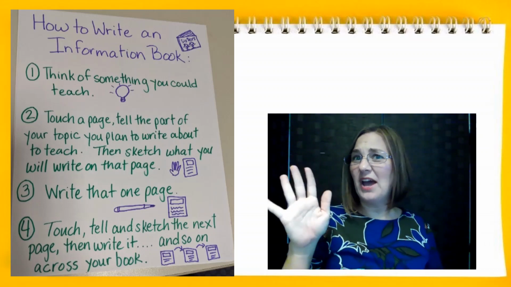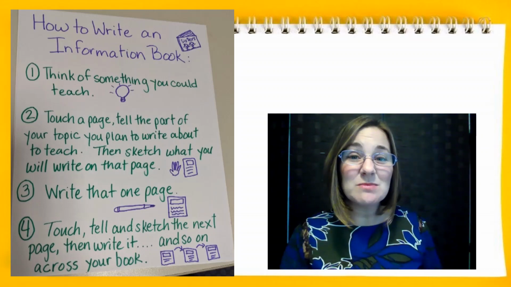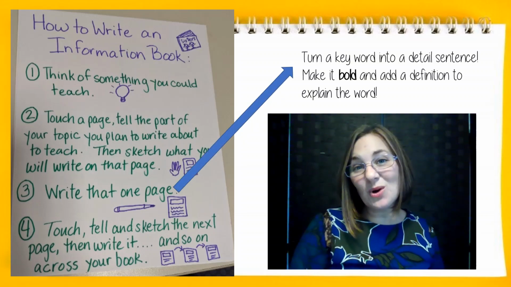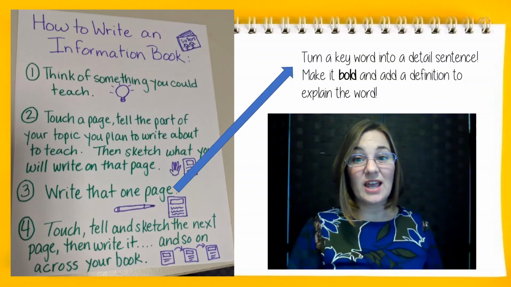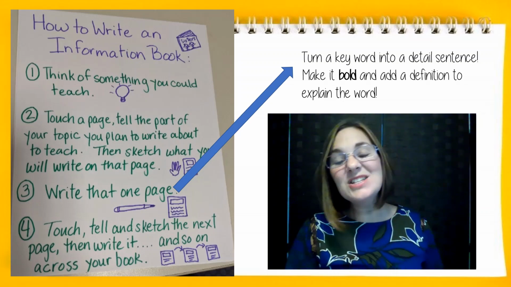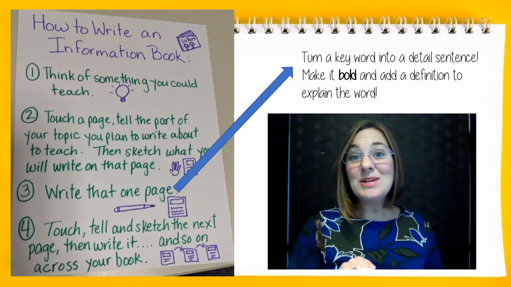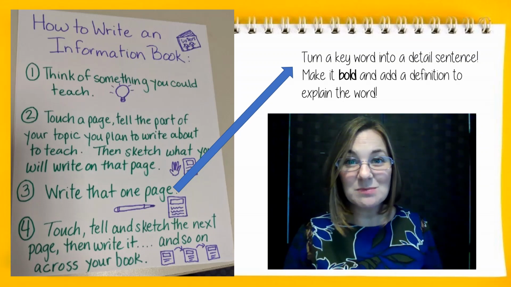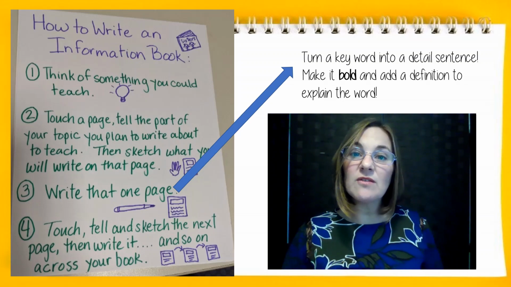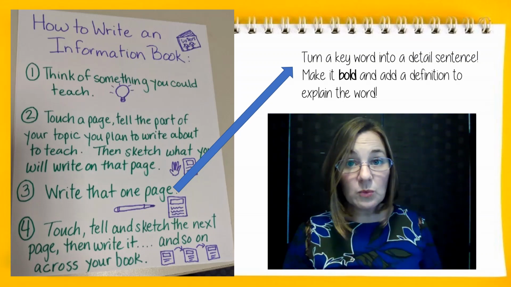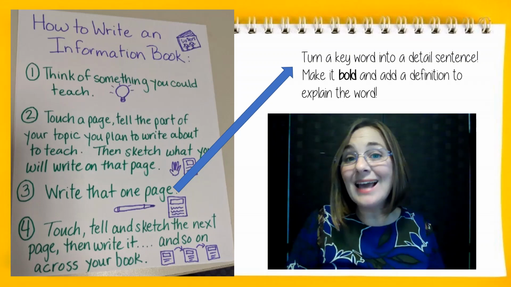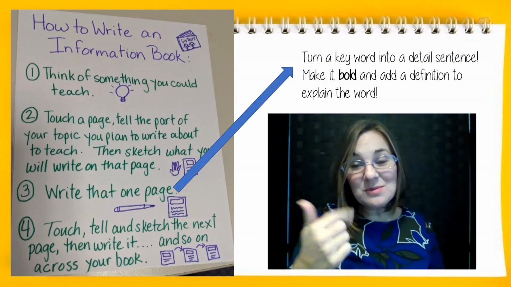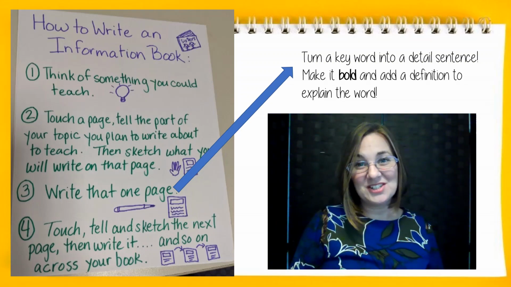A few people, okay. All right, well today I'm going to give you some tips on what to do when you are writing your page. We're going to use the keywords that we wrote down yesterday. We're going to turn the keyword into a detailed sentence. I'm going to teach you how to do something fancy where you make it bold and add a definition to explain the word. Just like when we're reading informational text and we see bold words that are important, as writers, you and I can make bold words and give definitions in our writing. And today, that's what I'm going to show you how to do as we're writing our pages.